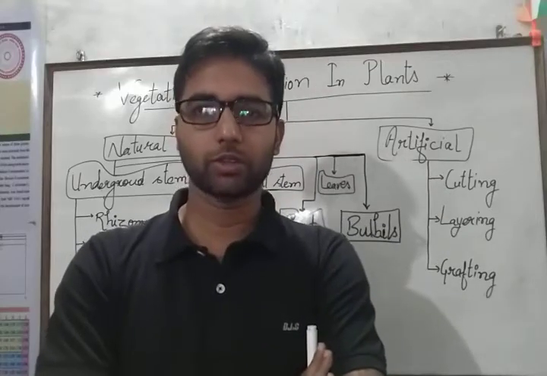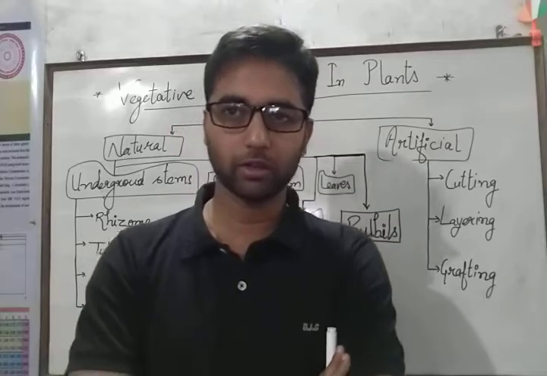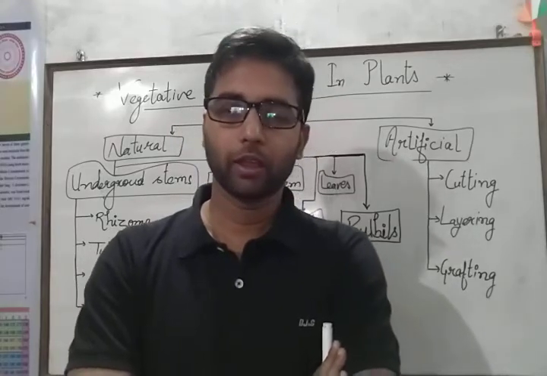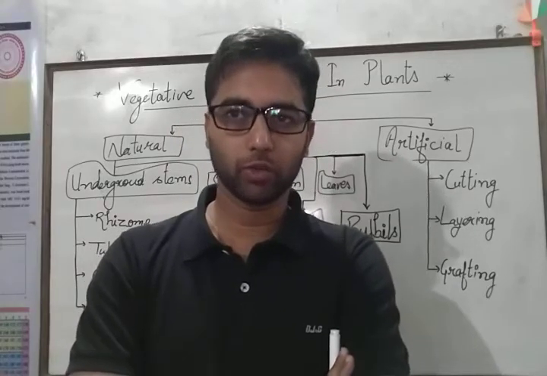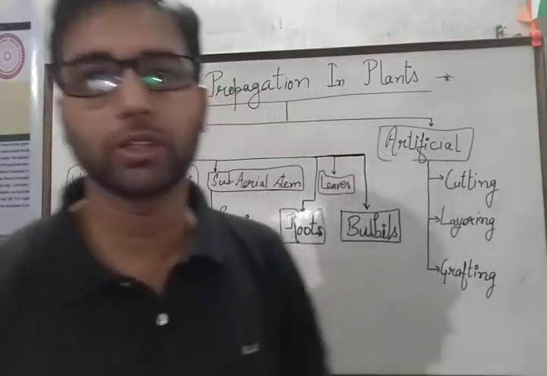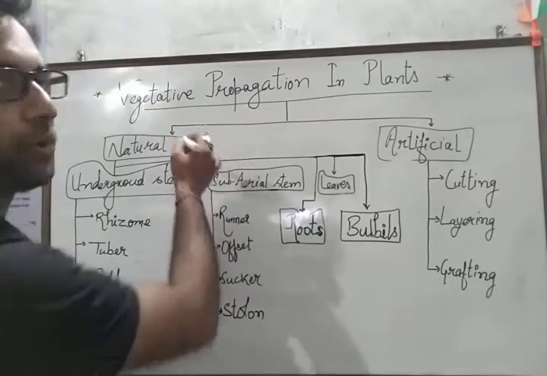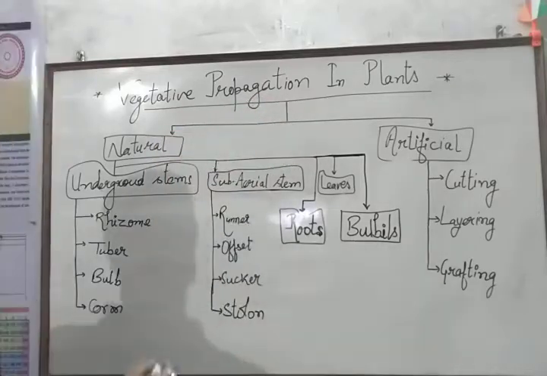Hello dear students, welcome to this second part of the first chapter, and we are discussing asexual reproduction. The next type of asexual reproduction is vegetative propagation in plants, or you can say vegetative reproduction in plants.